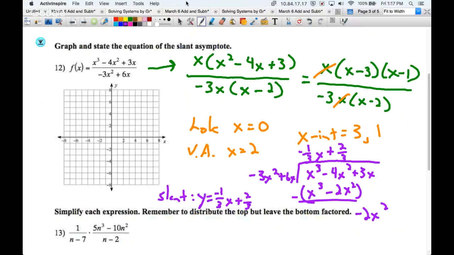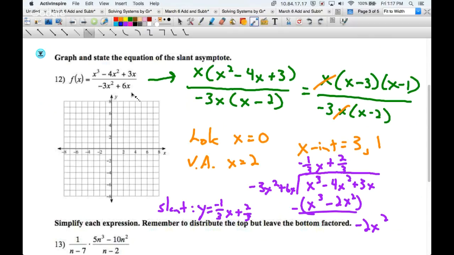We've got all these other features. Let's add them in. Vertical asymptote at 2. Slant asymptote starting at 2/3, and it's going to go down 1/3 each time, so it'll hit that point there. All right, there's our slant asymptote, -1/3 x plus 2/3.